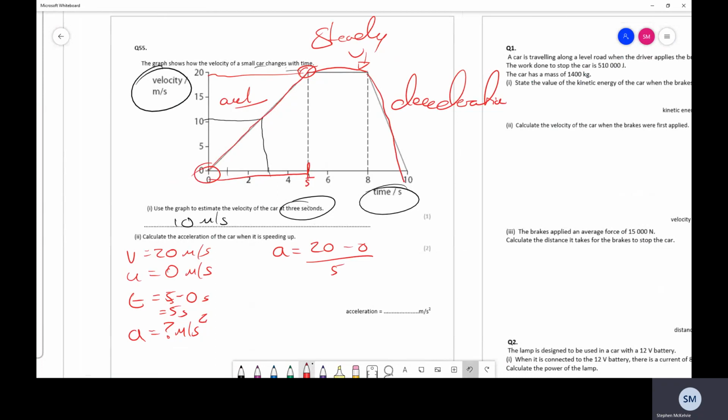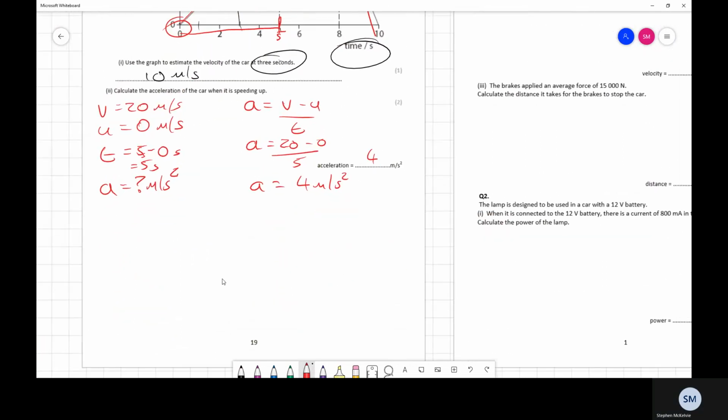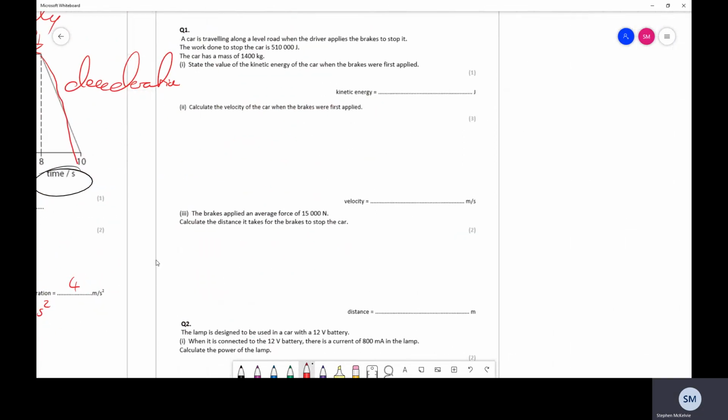Pardon me, again, I jumped the gun. A is equal to V minus U divided by T. A is equal to 20 take away 0 divided by 5. I was doing it in my head, 4 meters per second squared, just so I could see if the answer was correct. 20 divided by 5 is equal to 4. Lovely.